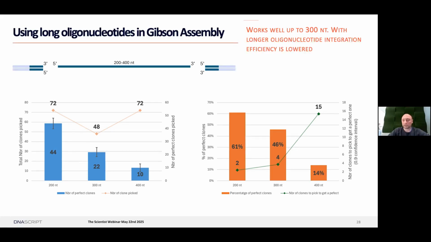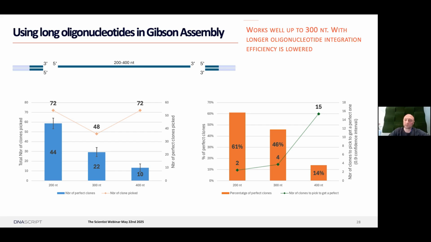So I will briefly explain those graphs because you will see a lot of them. In blue, on the left, you have the total number of clones we picked and the total number of perfect clones we got. On the right are the statistics: the percentage of perfect clones, and in green, the number of clones you need to pick to have a 90% chance to get a perfect clone. As you can see here, with 200 MERS and 300 MERS, you are below 5 clones to pick to get the perfect construct, which is perfectly workable.